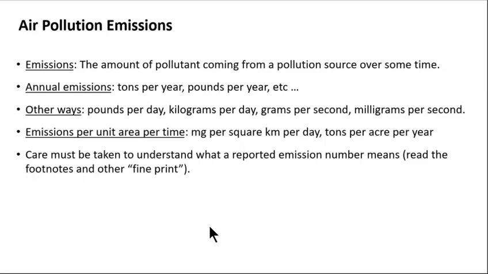As a rate, emissions are expressed as an amount of air pollution per time, for example, tons per year of SO2 from a smokestack, or the pounds per day of NOx from a tailpipe. Sometimes emissions will be expressed as an amount per area per time. For example, milligrams of hydrocarbon vapors per square kilometer per day.